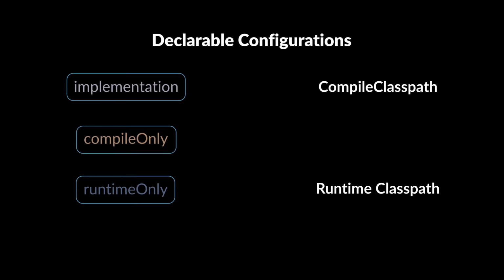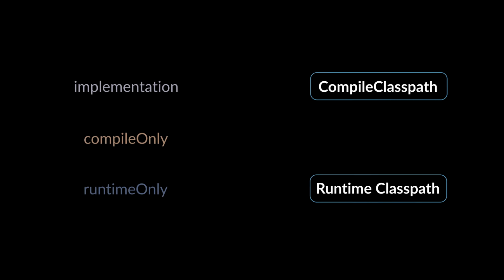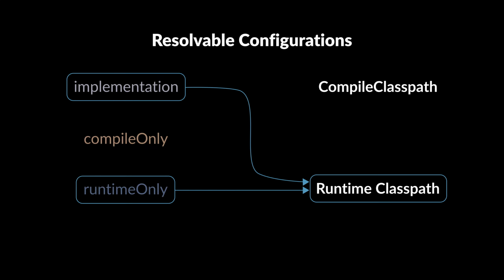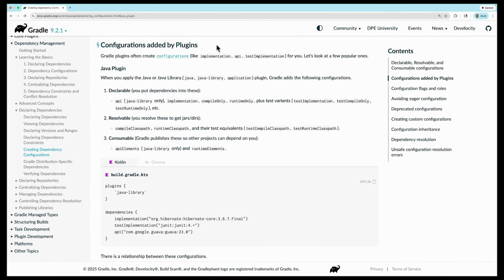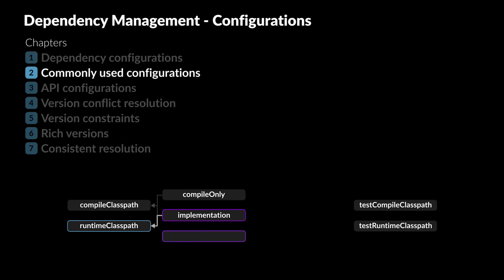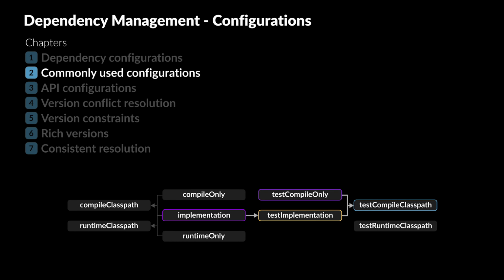In the previous chapter, we introduced declarable and resolvable configurations and learned that configurations can extend from other configurations. We also looked at how different plugins provide different configurations. In this chapter, we will look at commonly used configurations in Java applications.